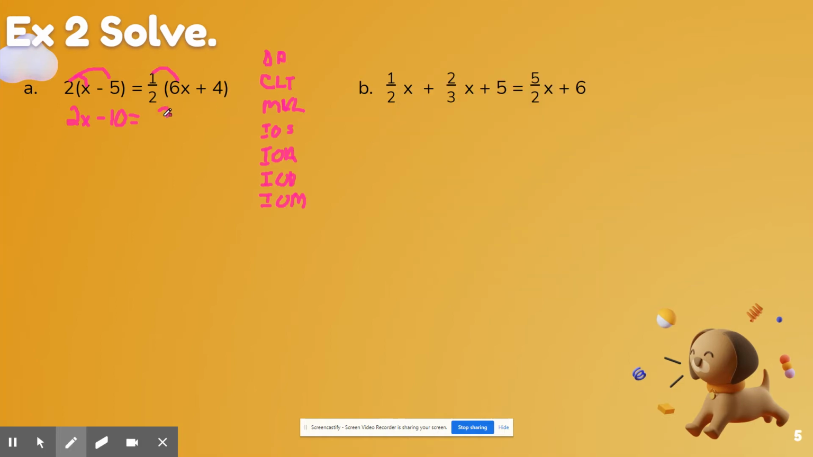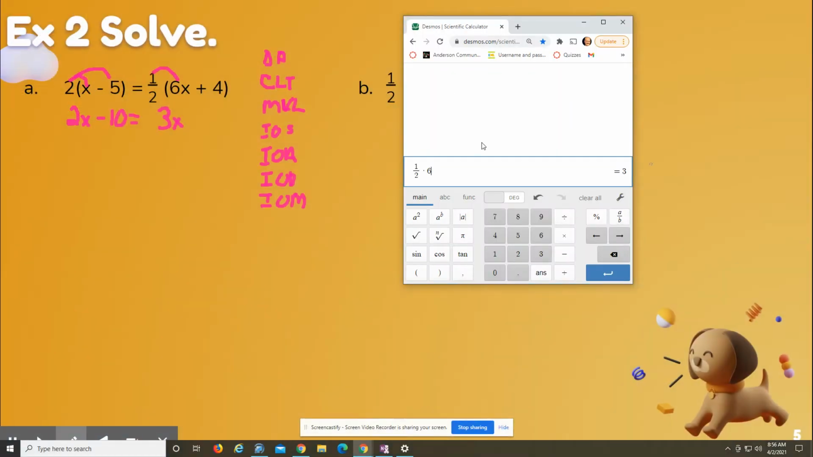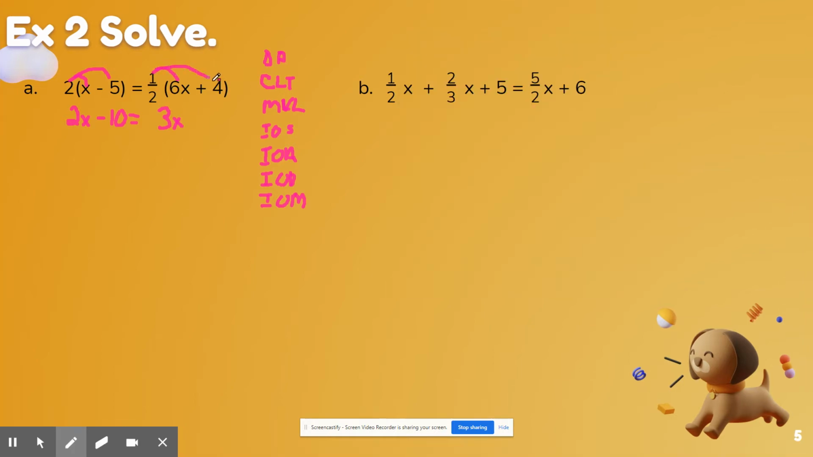So this is now going to be 3x. You want to do the same thing again with 1/2 times 4, so you're going to change that to a 4. It comes out to be positive 2. We no longer have any fractions, so you might not need the calculator anymore. There aren't like terms, so we're going to move the variable left. We're going to subtract 3x.